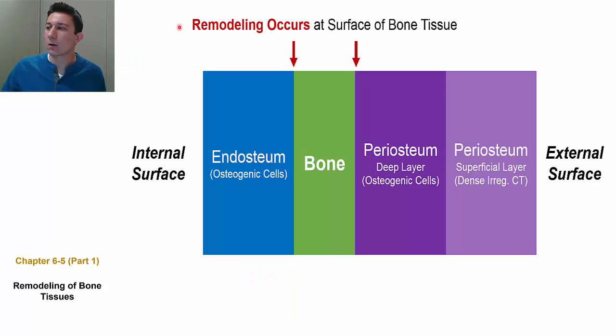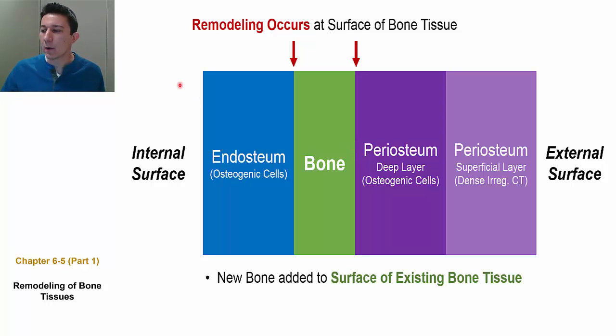Where does remodeling occur? So remodeling occurs at the very surface of bone tissue. That is, it occurs at the internal surface or the external surface of bone, never really from the middle of bone tissue or deep within bone tissue. So recall that both the endosteum and the deep layer of the periosteum contain osteogenic cells, which are the stem cells of bone that will later go on to make osteoblasts. And osteoclasts also reside here as well.